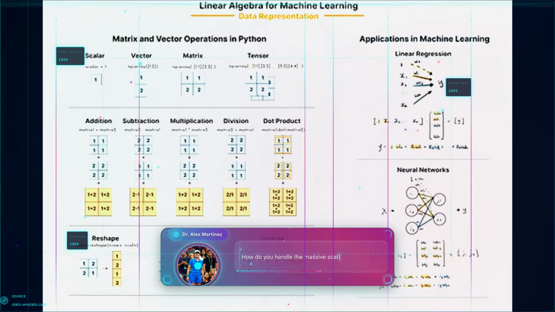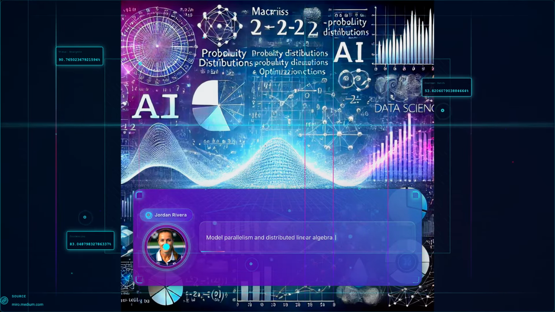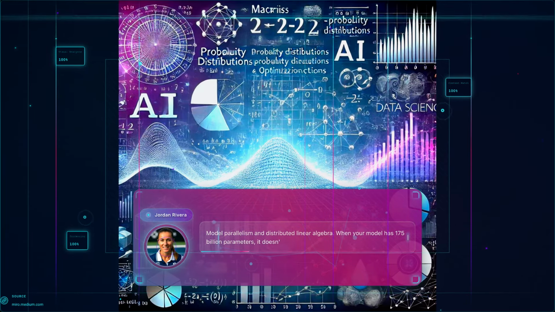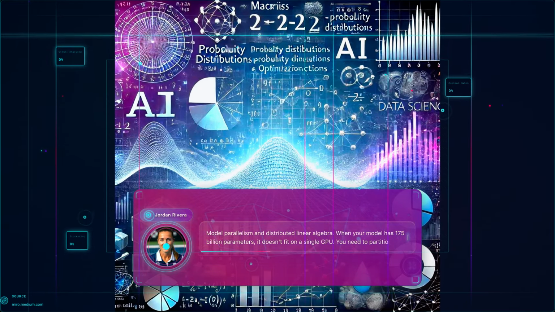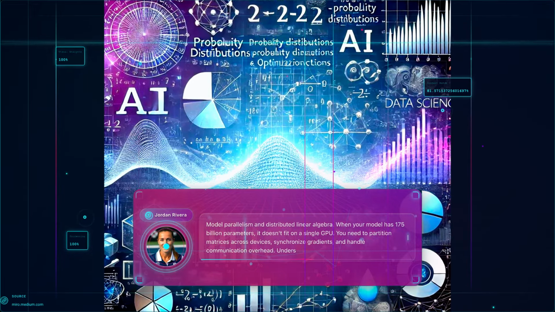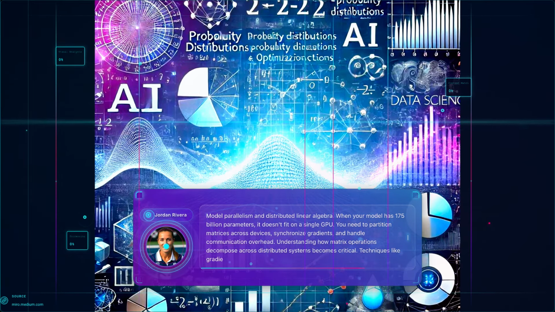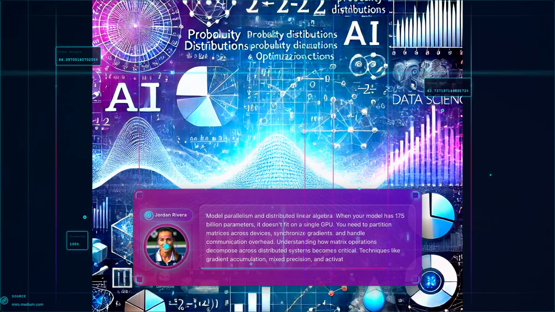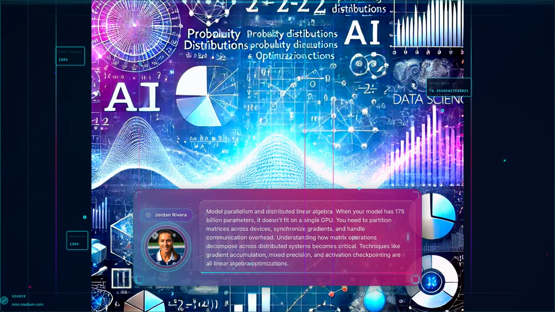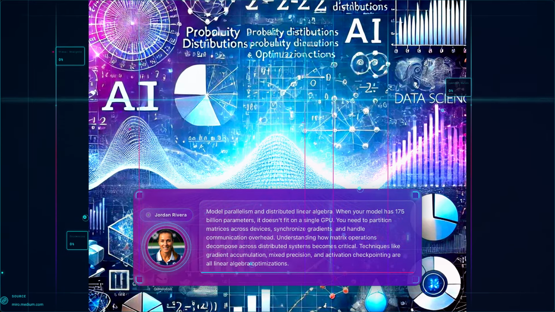How do you handle the massive scale of modern AI models? Model parallelism and distributed linear algebra. When your model has 175 billion parameters, it doesn't fit on a single GPU. You need to partition matrices across devices, synchronize gradients, and handle communication overhead. Understanding how matrix operations decompose across distributed systems becomes critical. Techniques like gradient accumulation, mixed precision, and activation checkpointing are all linear algebra optimizations.